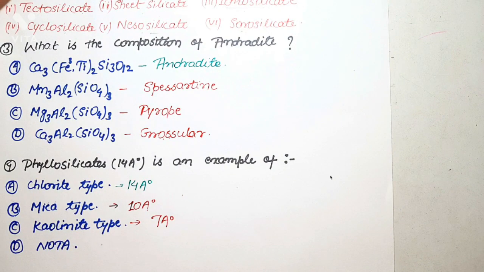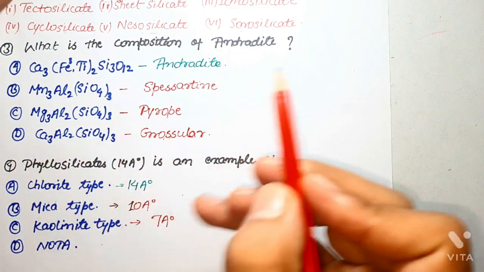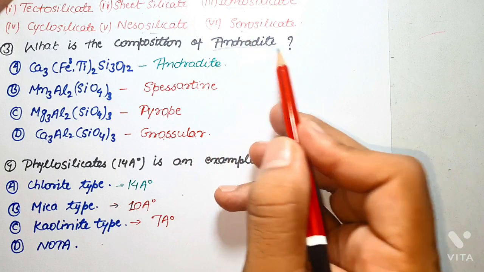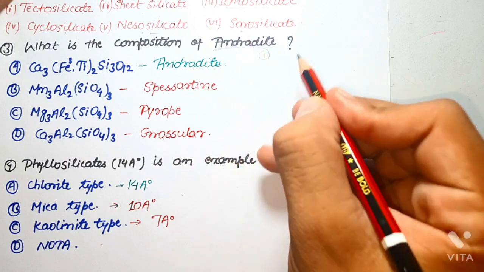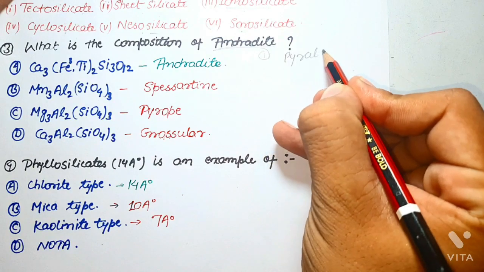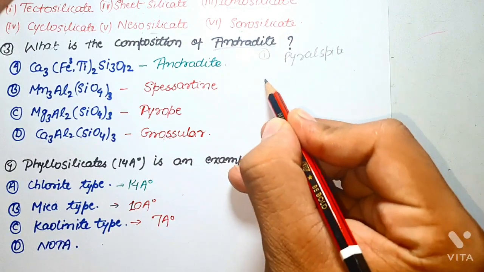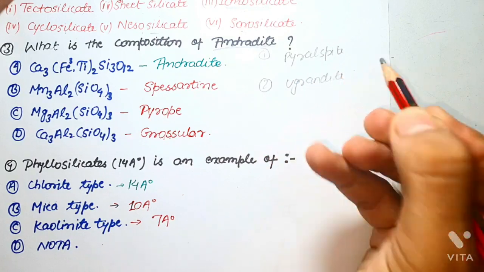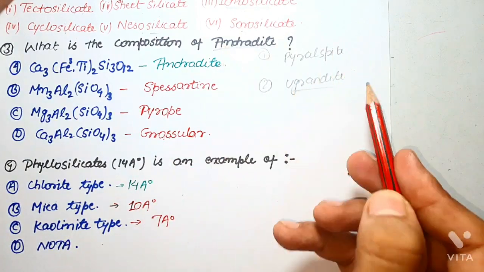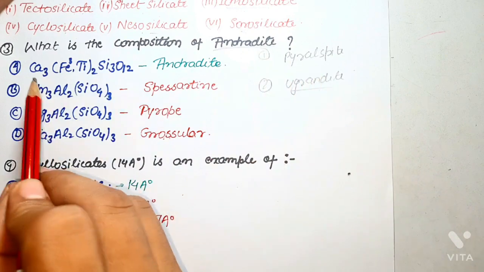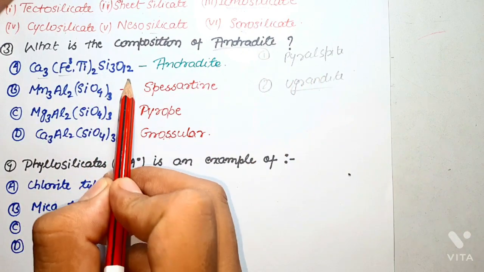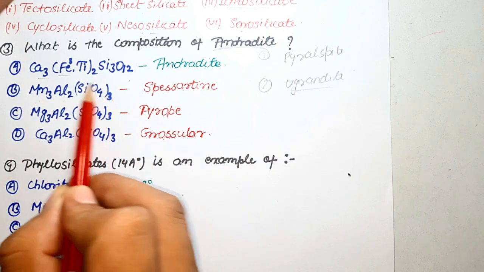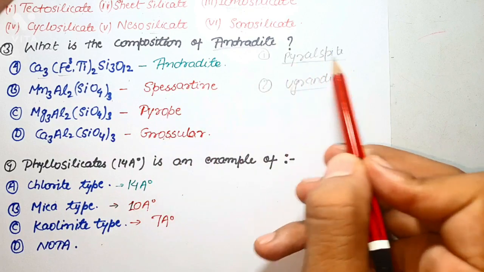Next question says, what is the composition of andradite? So first of all, andradite belongs to garnet group of minerals, and garnet group of minerals are categorized into two series. First one is pyralspite series and second one is ugrandite series. So clearly andradite belongs to ugrandite series, and the composition of andradite is Ca3Fe2Si3O12, while Mn3Al2Si3O12 is composition of spessartine and it belongs to pyralspite series.